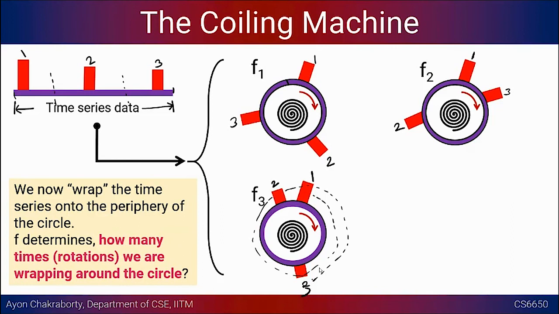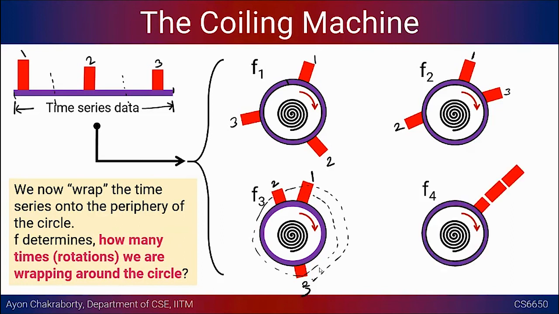And for a certain value of F, let's say F4, they could all be stacked up. That's the beauty of the coiling machine. How many times we are wrapping around the circle is determined by F, and for certain values of F, you can see this pattern starting to emerge. They could all be stacked up. That is the analogy as we travel from the intuition of the scissor-based system to the coiling machine.